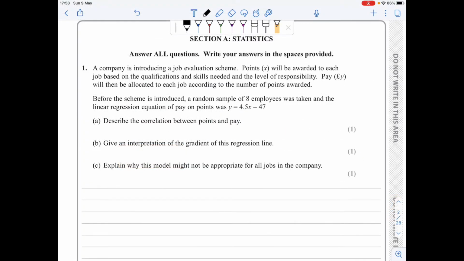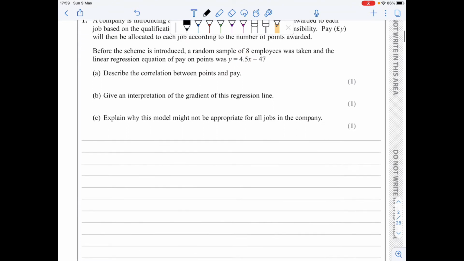For question 1, part A, it says describe the correlation. Since we are given the regression line and the gradient is positive, this means that we've got positive correlation. Note that the question says describe the correlation and not interpret the correlation, so just positive correlation will give you the mark. For part B, it says give an interpretation for the gradient of the regression line.